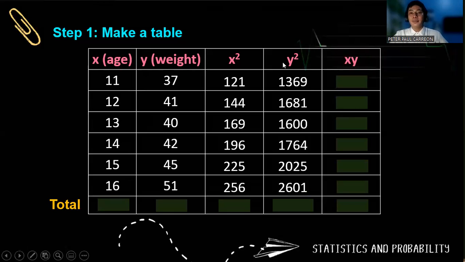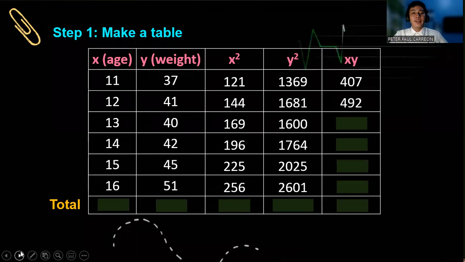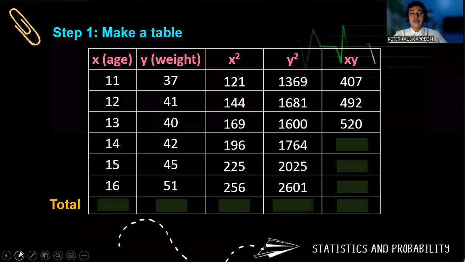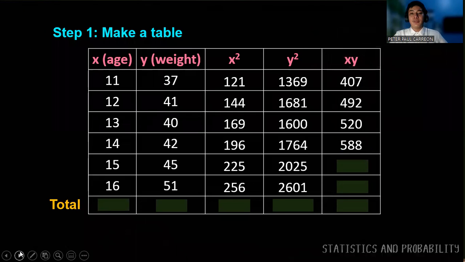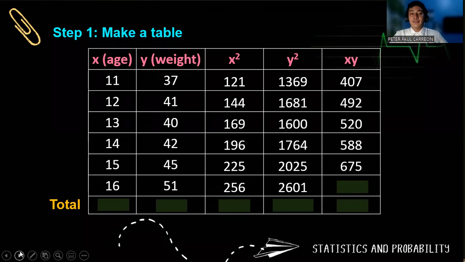And for the fifth column, we have to multiply the bivariate data, 11 times 37, and so on. So we'll have 407, 12 times 41 is 492, 13 times 40 is 520, 14 times 42 is 588, 15 times 45 is 675, and 16 times 51 is 816.